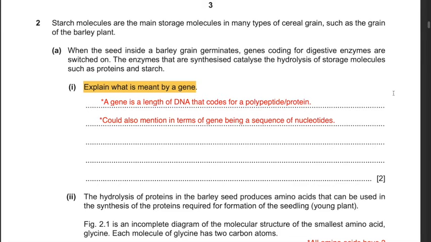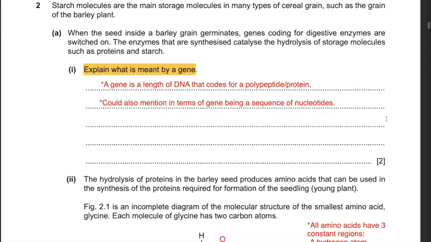You could also mention the gene in terms of a sequence of nucleotides. So you could mention a gene is a sequence of nucleotides that codes for a polypeptide or protein, or either you could mention a gene is a length of DNA that codes for a polypeptide or protein. Since this question is 2 marks, 2 points are required, and the 2 points are length of DNA or sequence of nucleotides, and the other mark is for codes for polypeptide or codes for a protein.